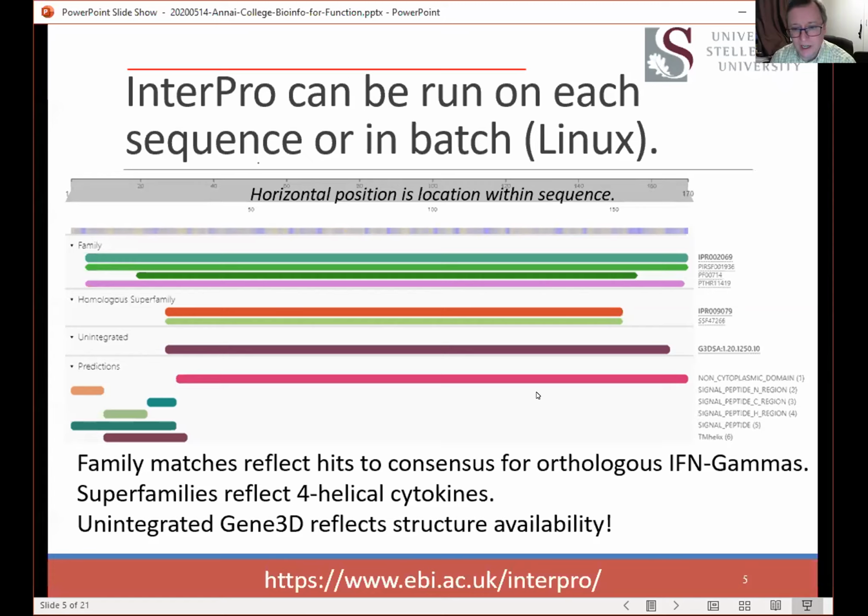InterPro is also giving us some hits to signatures about the family and superfamily of this sequence. Here we can see that the superfamily was 4 helical cytokine, and the family matches say, well, we think this is an interferon gamma. But I would note that we also have hits to the Gene3D database, which means that through sequence, InterPro was able to say, I know about another sequence that looks like this that is associated with this 3D structure. So that's all grand. We're getting a lot of information back from this.